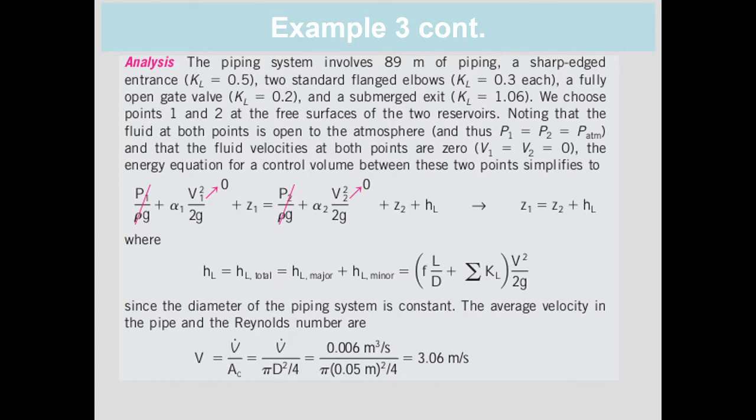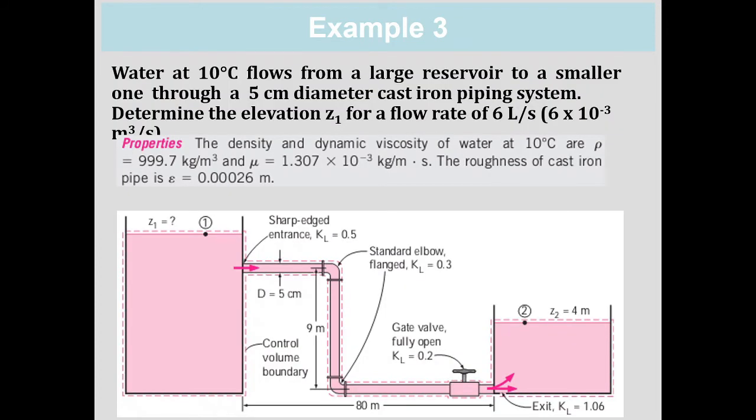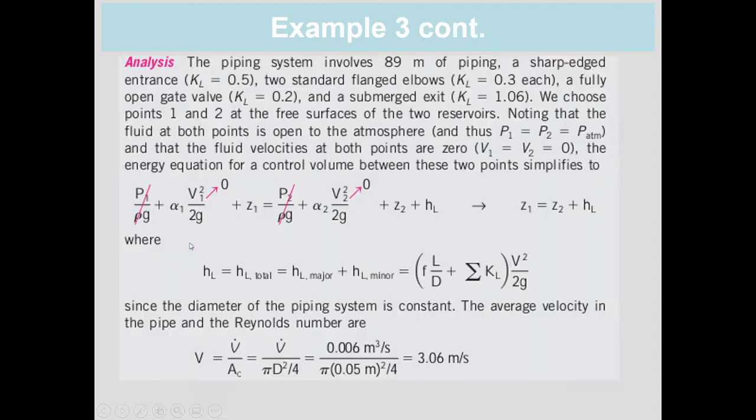Okay, for the calculation, what information do you need? What you need is Z1 here. So first, using the Bernoulli equation, the energy equation, there is no pressure at point 1 and no pressure at point 2, since both are open to the atmosphere. Point 1 and point 2 are at the top of the tank, so you can ignore the V. So just Z1 for the first part, and for the second part it is Z2 and also HL. Now you need to calculate the HL. HL total is equal to HL major plus minor.